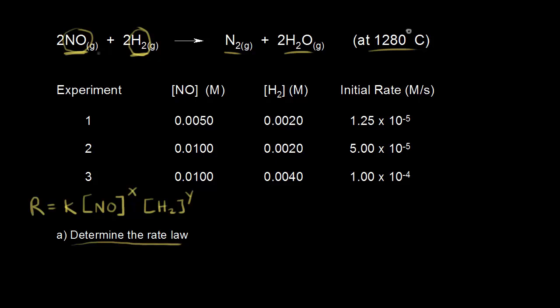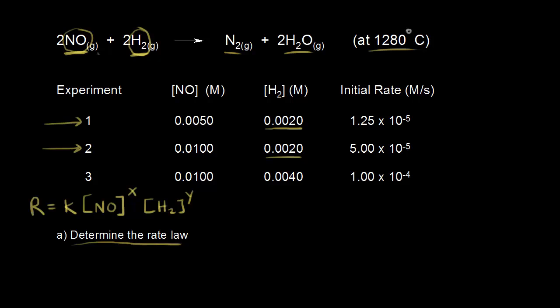All right, we can figure out what x and y are by looking at the data in our experiments. So let's say we wanted to first figure out what x is. To figure out what x is, we need to know how the concentration of nitric oxide affects the rate of our reaction. So we're going to look at experiments 1 and 2 here. The reason why we chose those two experiments is because the concentration of hydrogen is constant in those two experiments. The concentration of hydrogen is 0.002 molar in both.